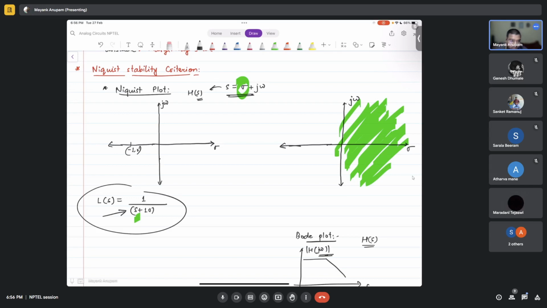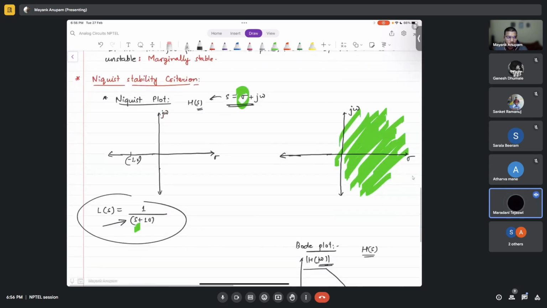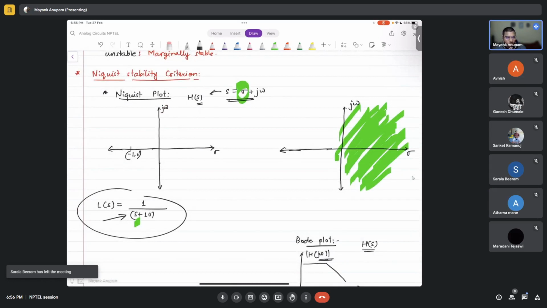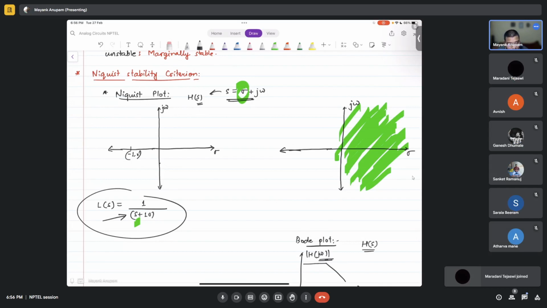Sir, your screen is again not visible. Not sure whether it's not visible for me. Others also, are you getting this problem, or is it only for that particular person? It is visible, sir. Yeah, Tejasvi, it might be your problem only. Okay, sir, I will leave and I will join in. Yeah, please. Yes, Tejasvi, is it visible now?